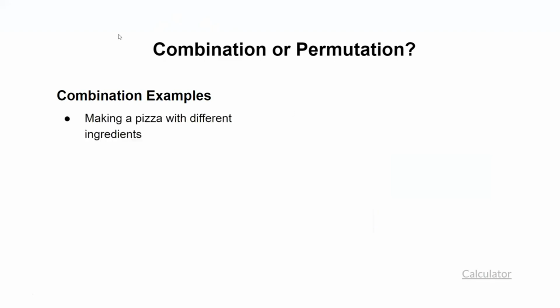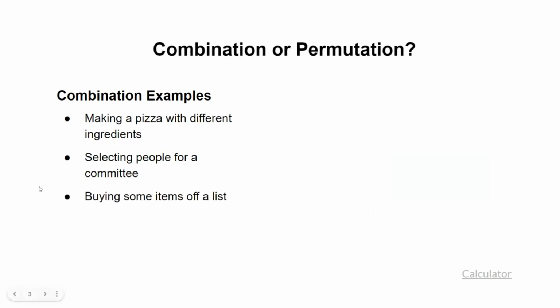You might recognize that this is a how many ways problem, but is it a combination or is it a permutation? Combination problem examples: making a pizza with different ingredients. I already talked about that. We don't care what order the ingredients are added, so order is not important. Selecting people for a committee. They're all on the committee. There's no particular positions, so we don't care about the order they were selected.